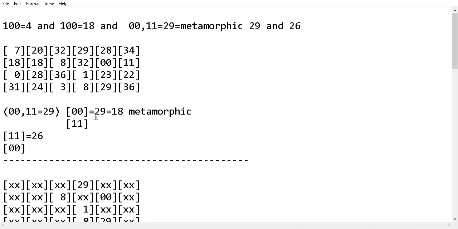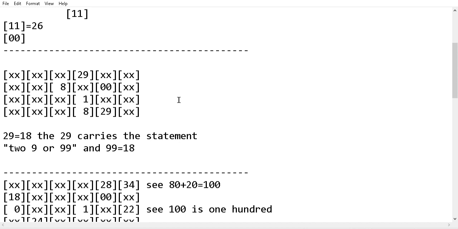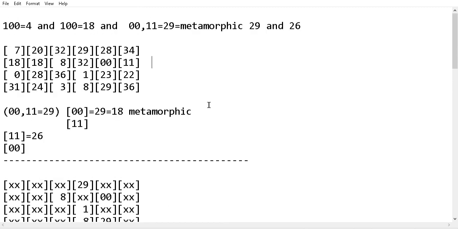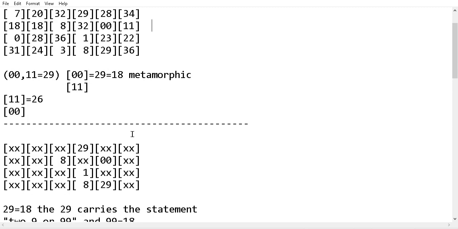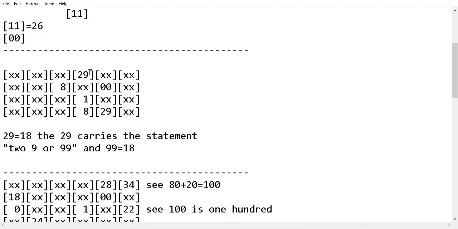Let's go on to what 29 represents. Now, the 29 is equal to 18. The 29 carries the statement 2 nines, which is 9, 9. And 9 plus 9 is equal to 18. So as you can see right here, this is the sequence that we're looking at. I just simplified it here so you can see it better. Now, the 29 here is sequenced over on this side to an 8.